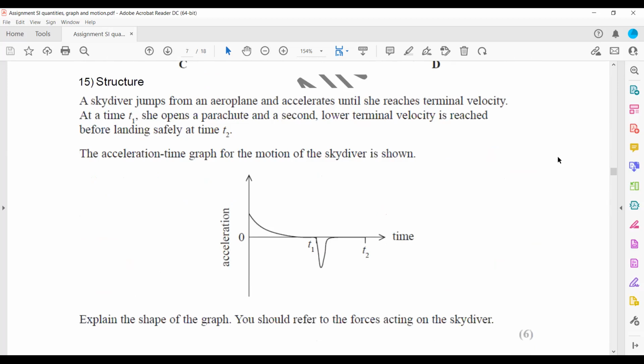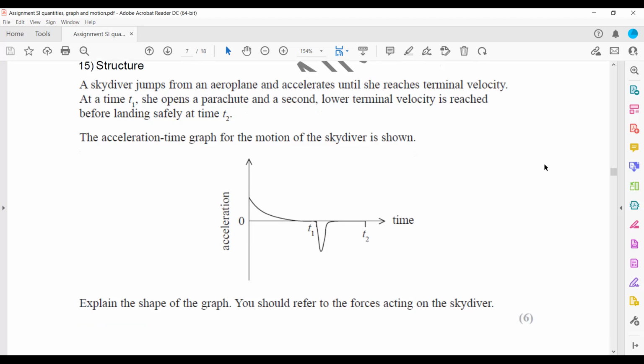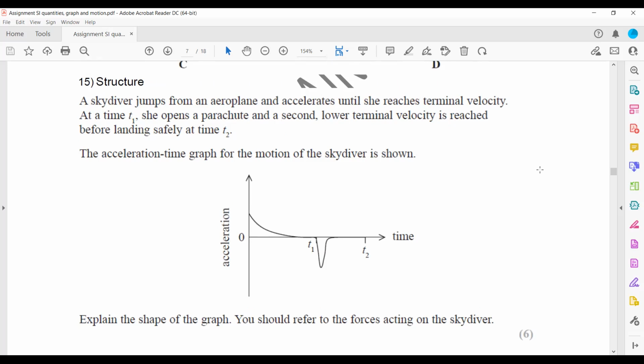In question 15, a skydiver jumps from an airplane and accelerates until she reaches a terminal velocity. At time T1, she opens a parachute and a second, lower terminal velocity is reached before landing safely at time T2. An acceleration-time graph is given. Explain the shape of the graph. You should refer to the forces acting on the skydiver.